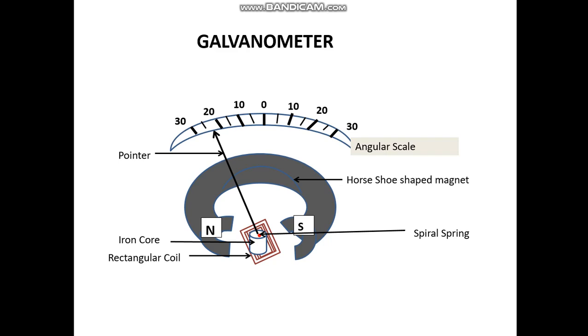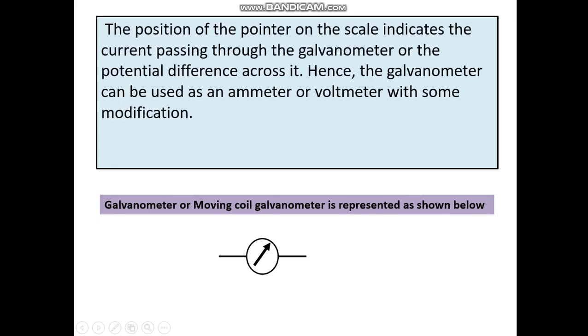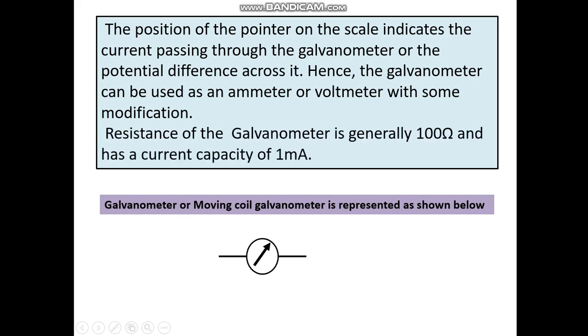This galvanometer is used to convert into ammeter and voltmeter. This is the representation of this galvanometer or moving coil galvanometer. The position of the pointer on the scale indicates the current passing through the galvanometer or the potential difference across it. Hence, this galvanometer is used as ammeter or voltmeter with some modification. Resistance of the galvanometer is generally 100 ohms and has a capacity of 1 milliampere.